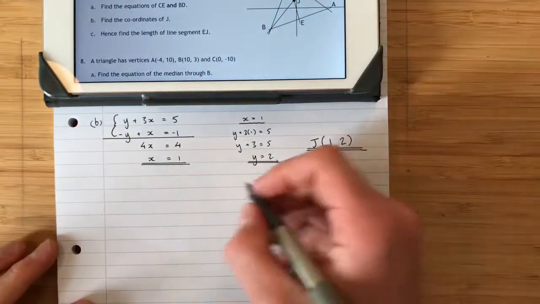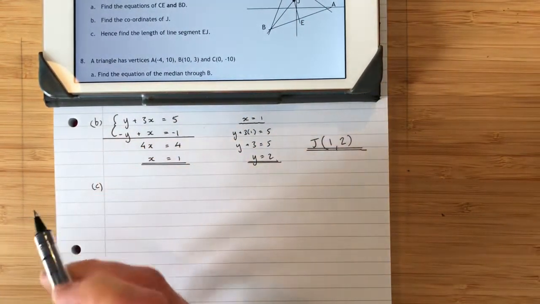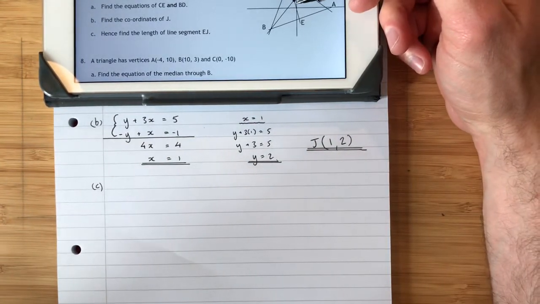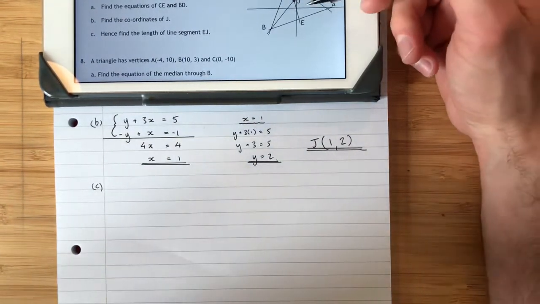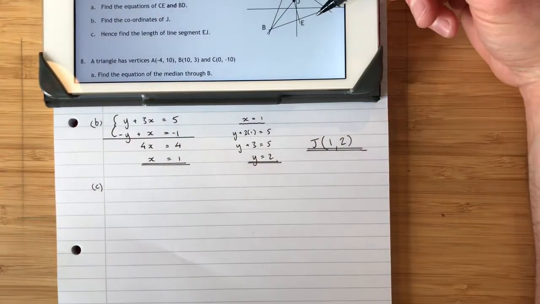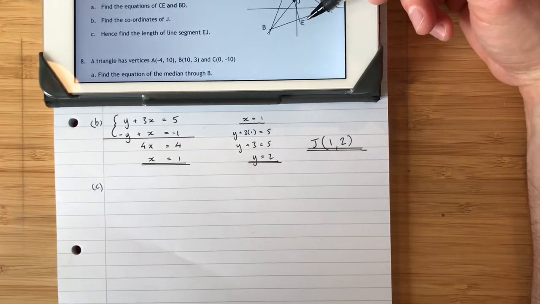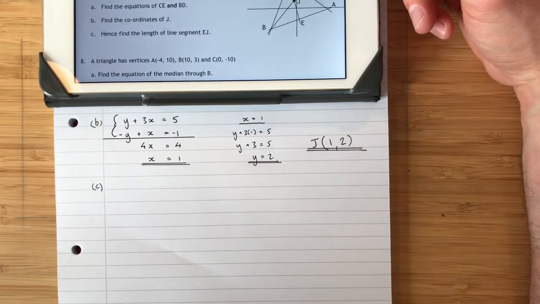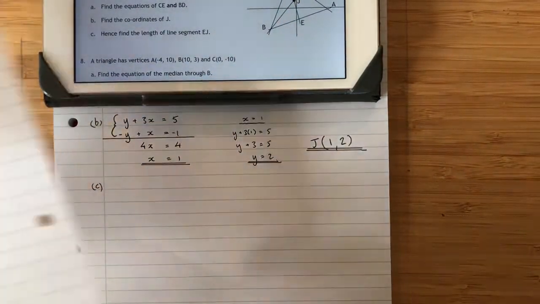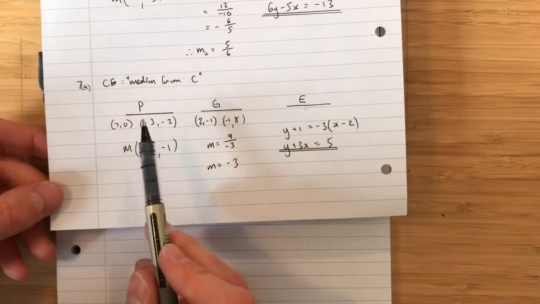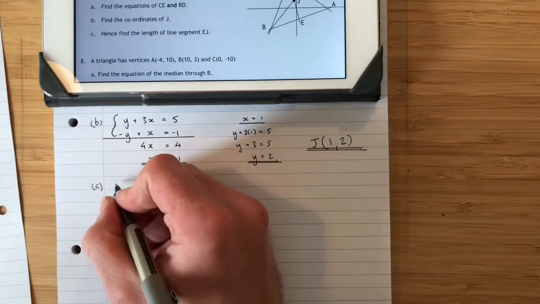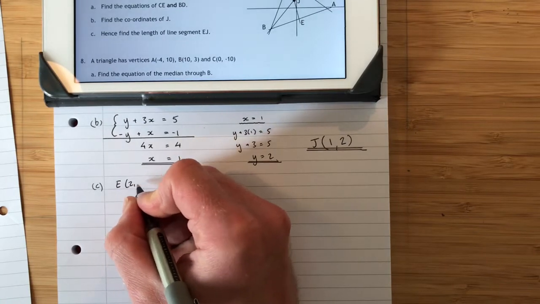Okay, part C is hence find the length of segment EJ. From E to J is that distance there. We know point J is 1, 2, we've just found that. What's point E? Well, point E is the midpoint of the opposite side, because C goes, that's a median, so that's the midpoint of the opposite side. And we had to find that earlier on. When we did the median from C, the first thing we did was we found the midpoint of the opposite side. So 2, negative 1 is actually E. So E is the point 2, negative 1.